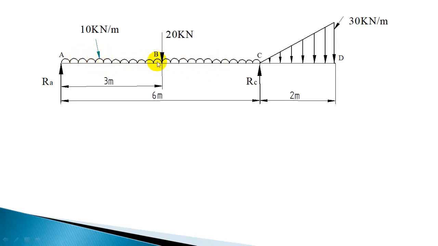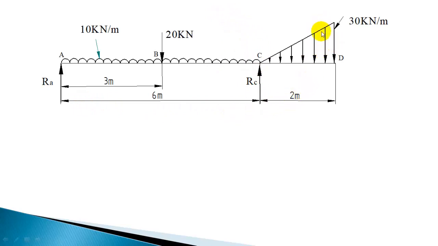So 10 kilonewton into 6, 60. 60 is the resultant of UDL. It is coming at this location. At B only it's acting, the resultant load. So 60 into 3, that will produce a clockwise moment. And 20 also will produce a clockwise moment, 20 into 3. RC will produce an anti-clockwise moment, minus RC into 6.